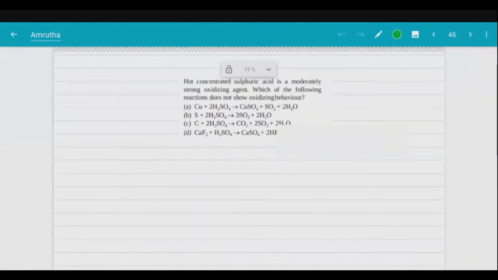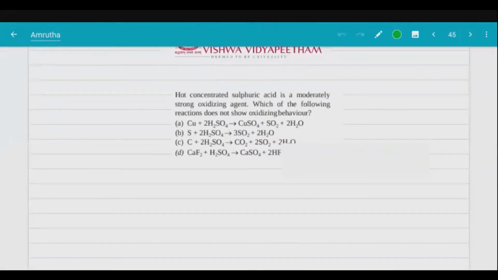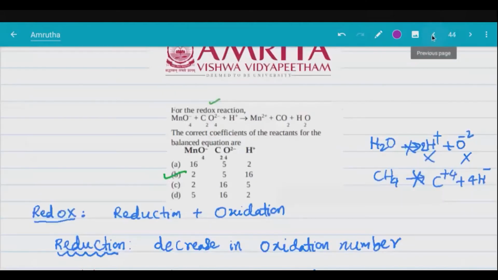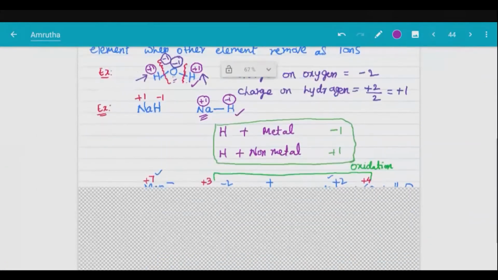Now, see this question. Hot concentrated sulfuric acid is a moderately strong oxidizing agent. Okay, great, they are giving a hint. What are they saying? H2SO4 is an oxidizing agent. That's great. Now, in the last example, what is the oxidizing agent? How do we find it? Let us go back to the last question and see what we did. So you should get clarity about the oxidizing agent.